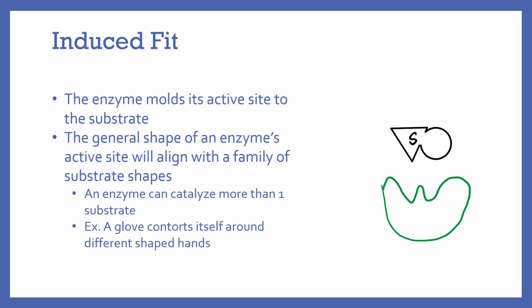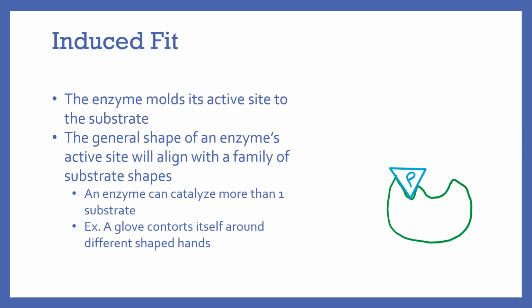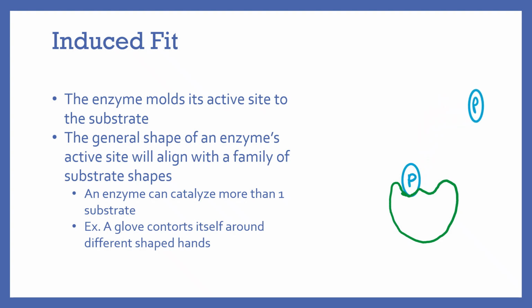The next model is the induced fit model. This is where the enzyme's active site is more flexible and molds itself to the shape of the substrate. The general shape of an enzyme's active site will align to and accommodate a family of substrates and their varying shapes. This means that a single type of enzyme can catalyze more than one type of substrate. A commonly used analogy is how a glove contorts itself around different shapes and sizes of hands.